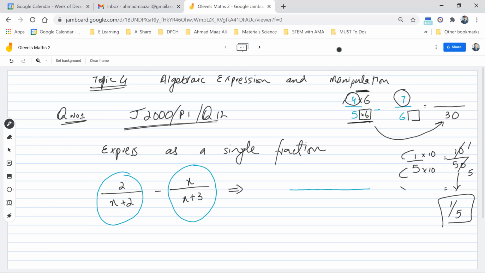Sir, 5. And what is the next step that we need to do? Sir, we multiply the numerator as well. Yeah, then multiply numerator 7 times 5 as well, right? 6 times 5, so 7 times 5 as well. So what is the new fraction that we'll get? We will get 4 times 6 minus 7 times 5 upon 30. Did that make sense?